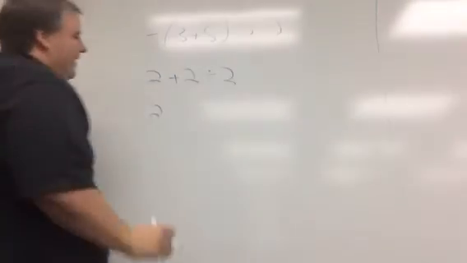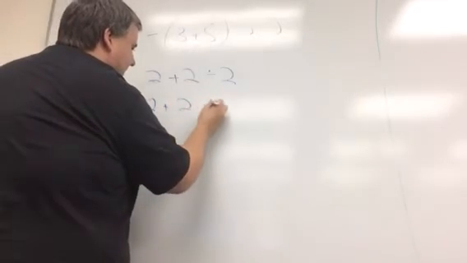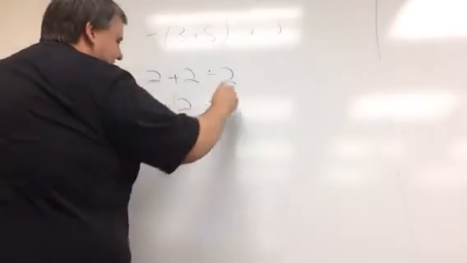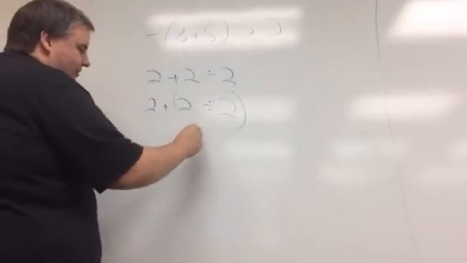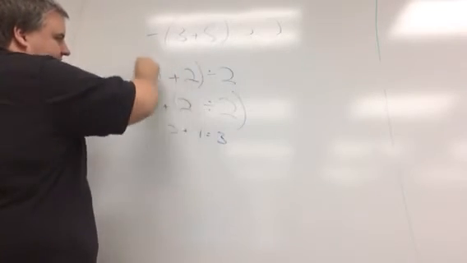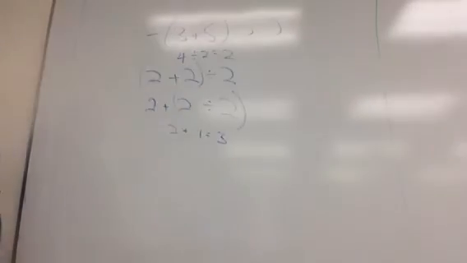Divided by 2, there we go. Now that'll come up with something else. If I have 2 plus 2 divided by 2, and I don't have any parentheses, that means 2 completely different things. If the parentheses go here, 2 divided by 2 is 1, so 2 plus 1 equals 3. But if the parentheses go here, it's 4 divided by 2, which equals 2. And so the parentheses become very important.